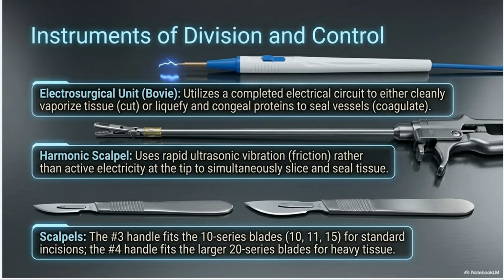Another device shown on the slide is the harmonic scalpel, which uses ultrasonic vibrations rather than electrical current. This instrument can simultaneously cut tissue and seal blood vessels with less thermal damage to surrounding structures. Traditional surgical scalpels are still widely used because they provide extremely precise cuts. Different blade sizes are used depending on the tissue being incised. For example, a number 10 blade is commonly used for skin incisions in abdominal surgery. Smaller blades, such as the 15 blade, are used for more delicate work.